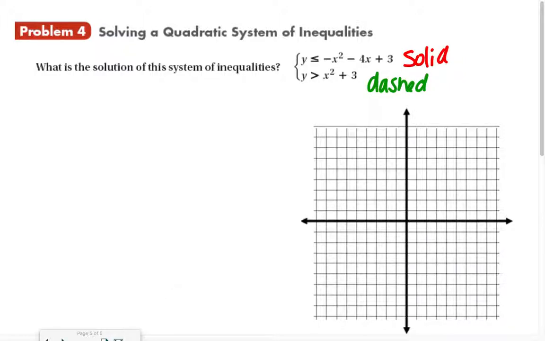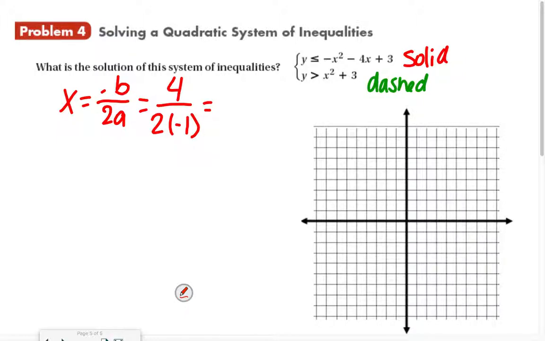Okay, so we're going to find the vertex and we're going to plot points. Let's do the red one first. My vertex comes from negative b over 2a. My b is negative 4, so negative 4 gives me a positive 4, over 2 times my a, which is negative 1. So 4 divided by negative 2 is negative 2.